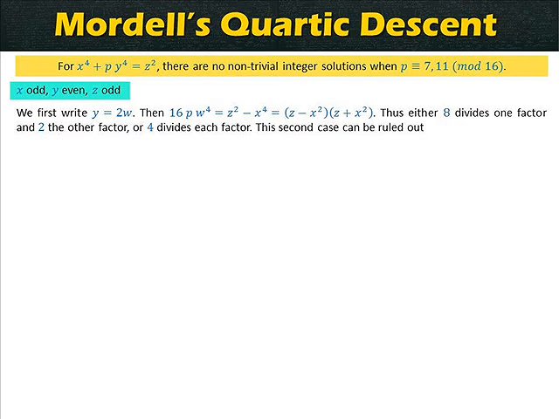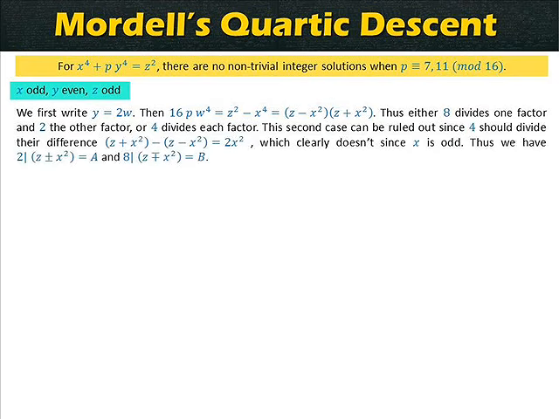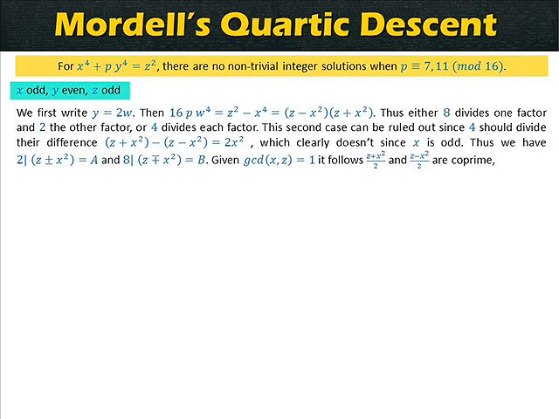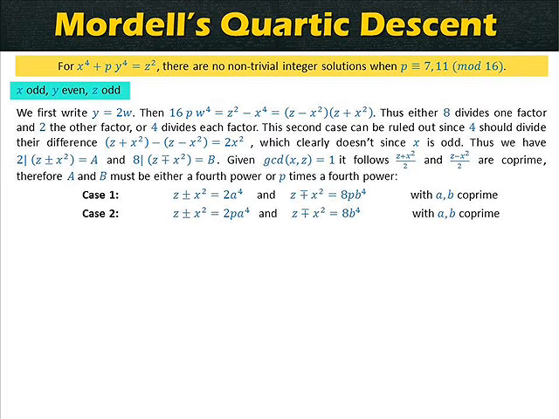This second case can be ruled out since 4 should divide the difference, which clearly doesn't since x is odd. Next, after dividing by 2, the factors are coprime. Therefore, they must be either a fourth power or p times a fourth power. We have two cases to analyze.